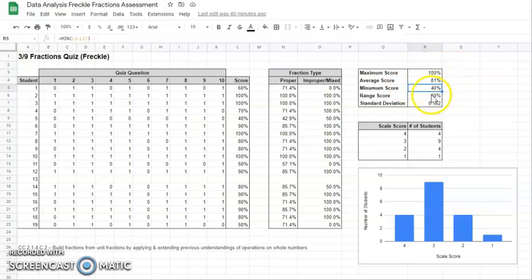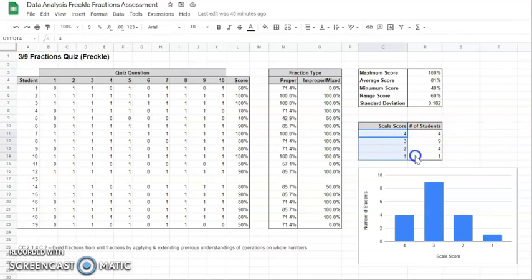Minimum score was a 40. So the range score was a 60%. And then my standard deviation ended up being a 0.18, which I thought was a pretty low standard deviation. So this makes this a pretty valid assessment here.